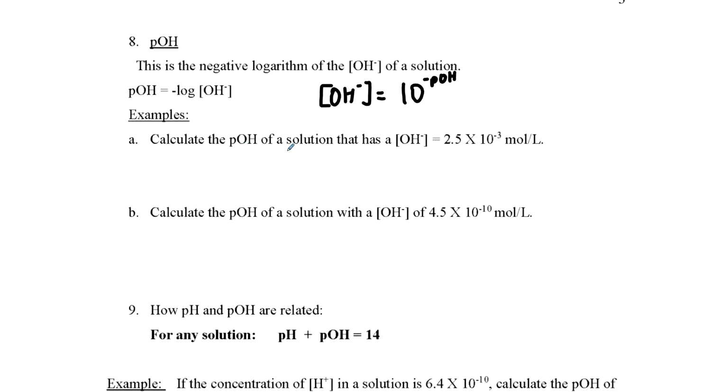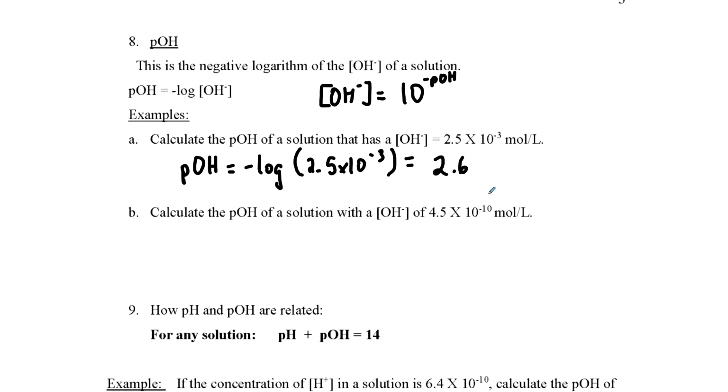So let's calculate a few of these and see how it looks. So we're going to calculate the pOH of a solution that has a hydroxide ion concentration of 2.5 times 10 to the negative 3 moles per liter. Okay, so pOH equals negative log of 2.5 times 10 to the negative 3. And what that equals is 2.6.